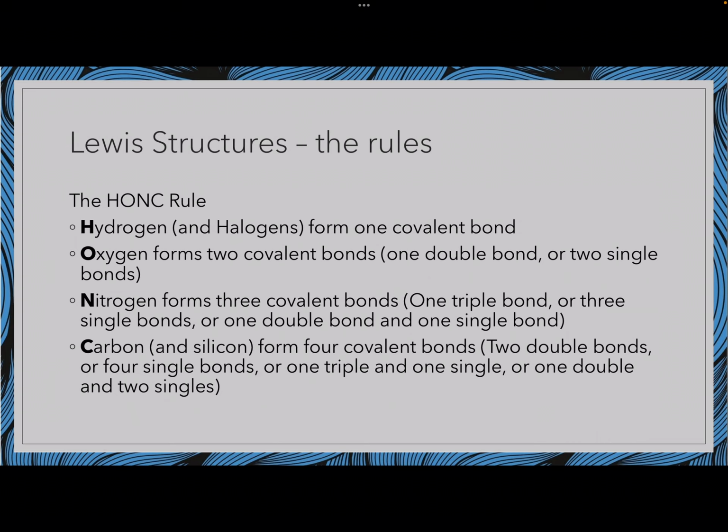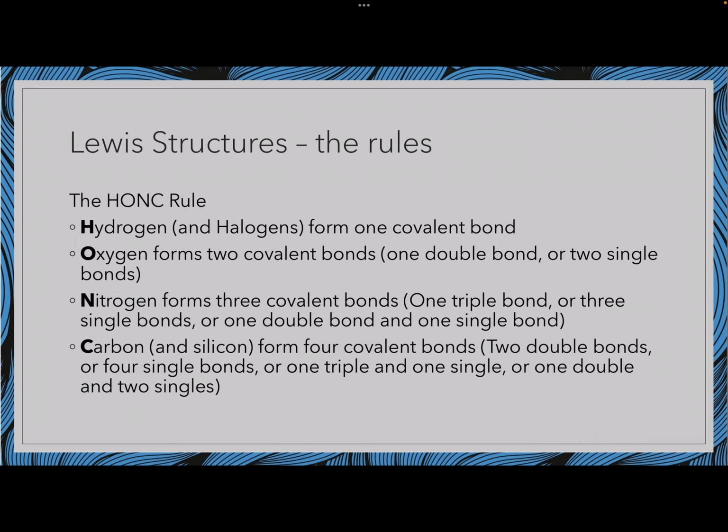Oxygen can form 2 covalent bonds. Now it can form a bond to 2 separate other atoms, as is the case with H2O, or it can form a double bond, as is the case with carbon monoxide, where it's actually double bonded to carbon. Nitrogen forms three covalent bonds, so it could be three single bonds, a triple bond, or one double and one single. Okay, so it can be arranged in any of those orientations.